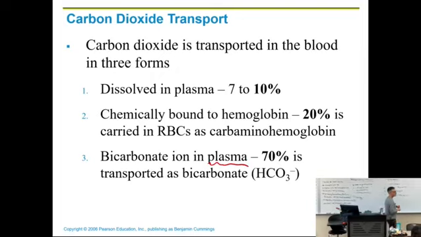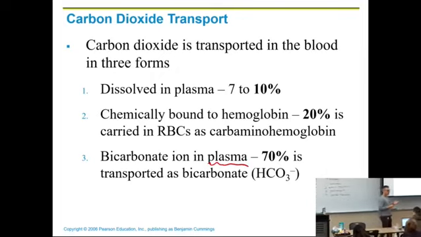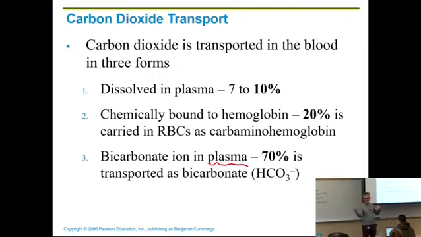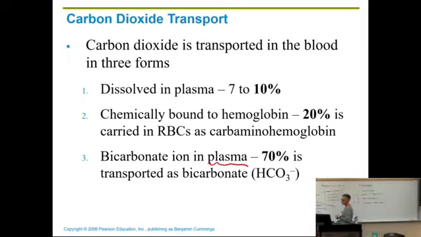And if you remember when we were talking about blood way back when, we always say, don't forget about the plasma. There's a lot of important things that are transported in the plasma. Don't just think about the red blood cells and the white blood cells and the platelets. Plasma has a whole lot of important things to it, including most of our carbon dioxide.